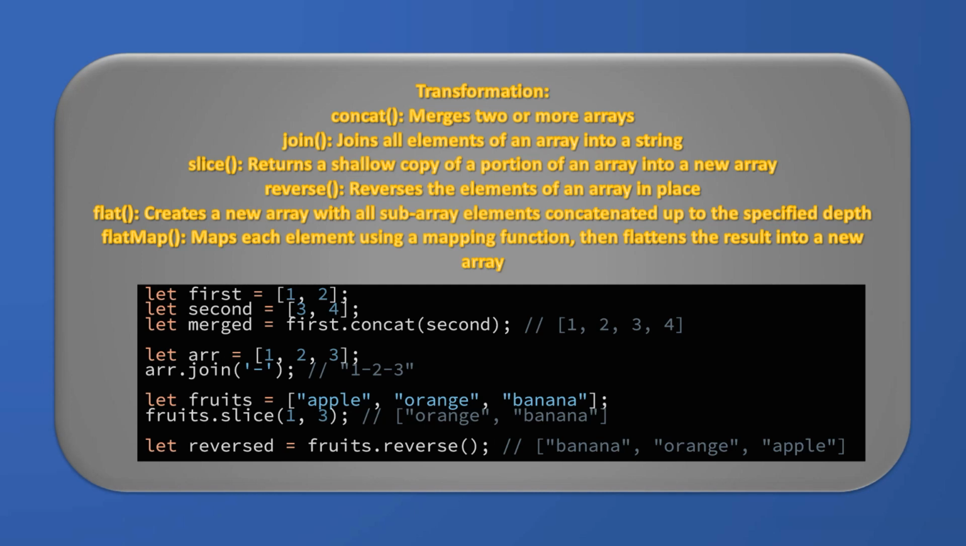Transformation. The concat method, which stands for concatenation, merges two or more arrays. The join method joins all elements of an array into a string. The slice method returns a shallow copy of a portion of an array into a new array. The reverse method reverses the elements of an array in place. And the flat method creates a new array with all sub-array elements concatenated up to the specified depth. The flatMap function maps each element using a mapping function, then flattens the result into a new array.